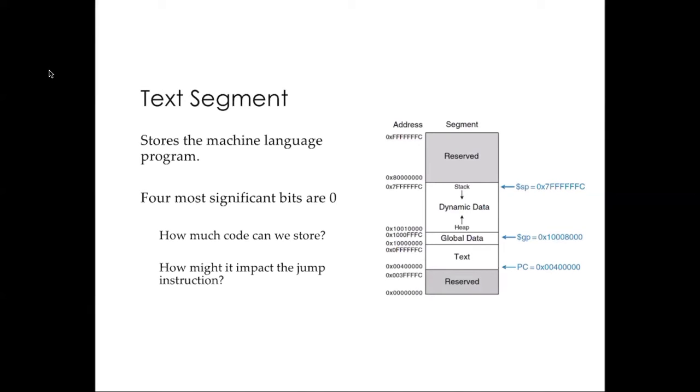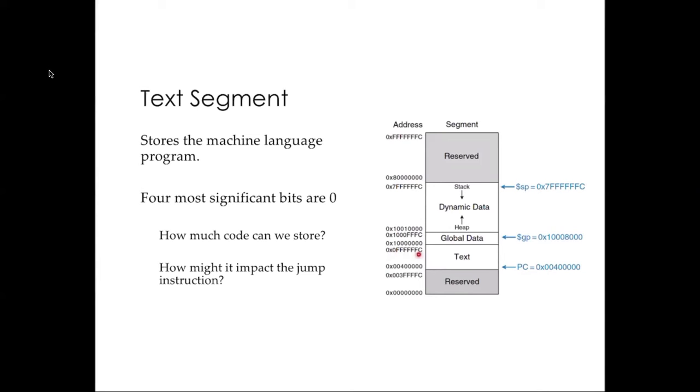The text segment, which goes from this address to this address, is where the actual assembly language, where the actual machine code is stored. So when we convert assembly language into all of its ones and zeros, we then put it into this spot of memory. You'll notice that every address in here has a leading 0 in hex, which is the same as 4 leading zeros in binary. So the 4 most significant bits are 0.